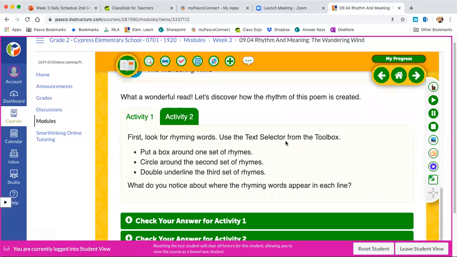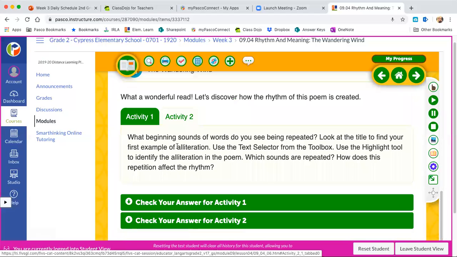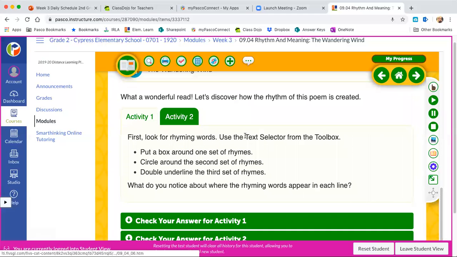Okay, then you have two lessons here. I'm sorry, not lessons, activities. You have activity 1, which focuses on looking for rhyming words, and then activity 2, which focuses on looking for alliteration. Now, both of these activities say use the text selector from the toolbox. So I want to show you how to do that.